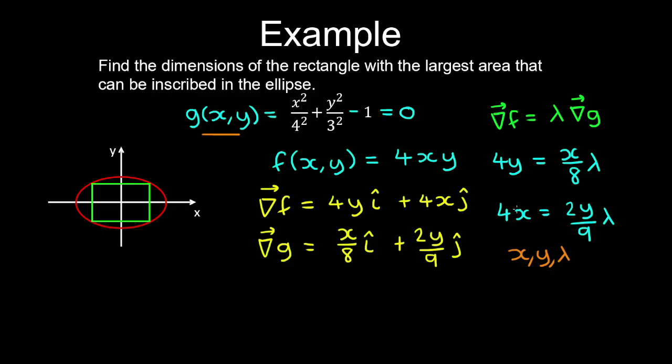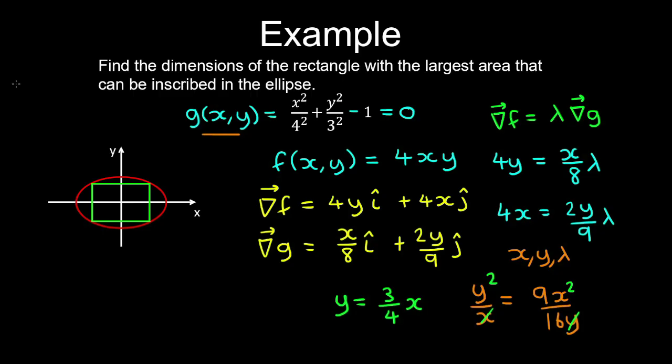So if we divide these equations together, we get y on x, and that's equal to x on 8 on 2y on 9, which gives 9x on 16y, and the lambdas cancel. So if we multiply through by y and multiply through by x and take the square root of both sides, we get y is 3 on 4 x. So here we've taken the positive root because the dimensions of the rectangle are both positive, such that the area is positive.